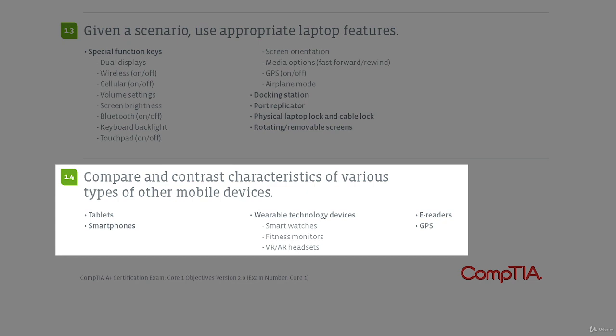Here at 1.4 it says compare and contrast characteristics of various types of other mobile devices. So smartwatches and virtual reality headsets and e-readers. So a question like this isn't really expecting you to know how to configure or set up something. It's basically going to make sure that you understand what a smartwatch is capable of doing. What do we expect an e-reader to do? So not only do we understand e-readers, we need to make sure we understand what an e-reader actually does. So it's helpful.